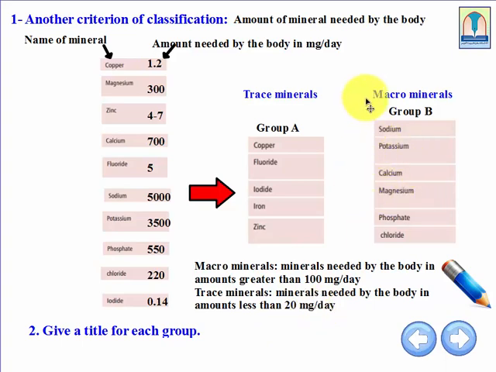Another example: why is calcium a macro mineral? Because in the given data, calcium is needed in an amount of 700. So, because calcium is needed in an amount that is greater than 100 mg per day, calcium is a macro mineral.